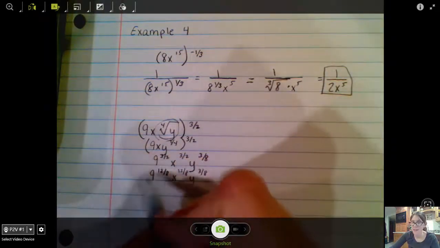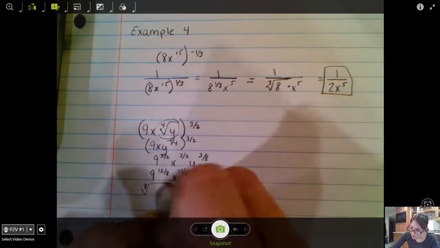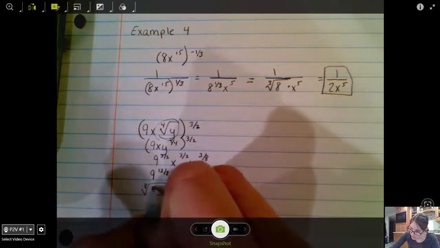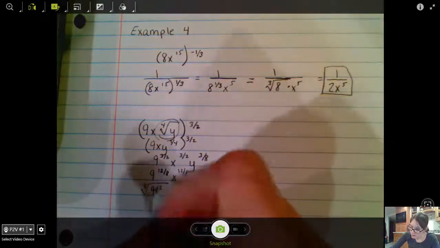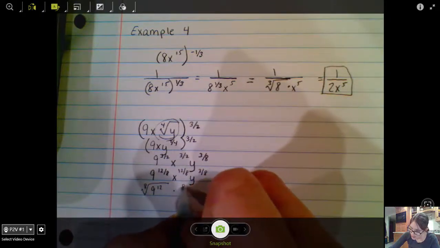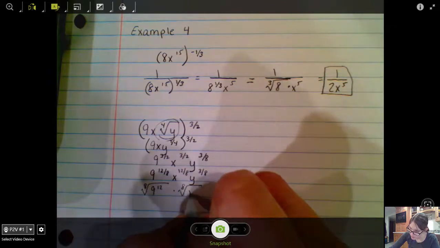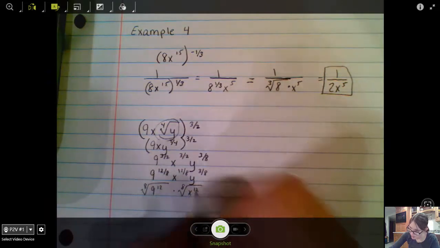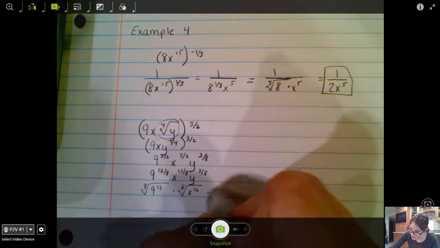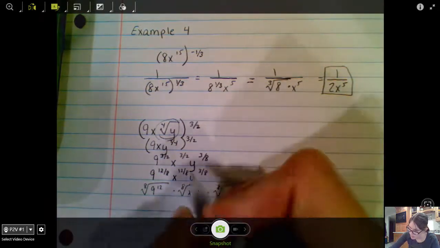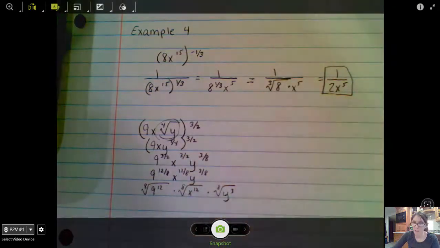We can all write them as an 8th root. So we could write the 8th root of 9 to the 12th times the 8th root of x to the 12th times the 8th root of y to the 3rd.